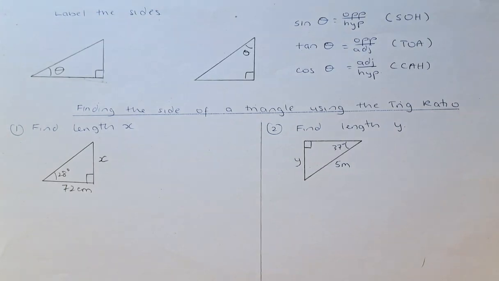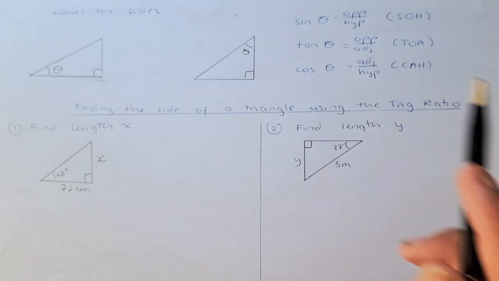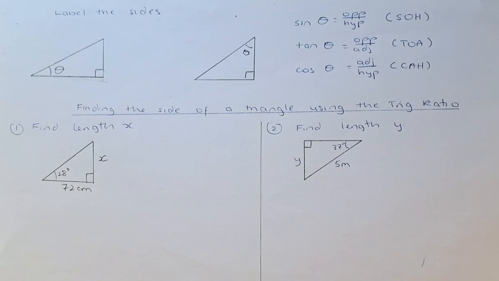In this video, we're going to learn how to find the side of a triangle using the trig ratio. What is trig ratio? Trig ratio is SOH CAH TOA, the ratio between the sides of a triangle and its angle. Before we can do a trig ratio, we need to identify the sides of a triangle.